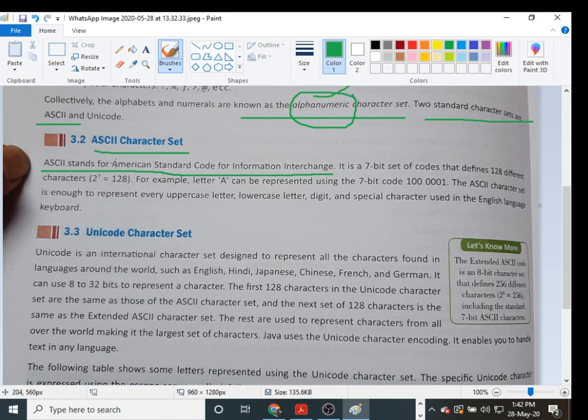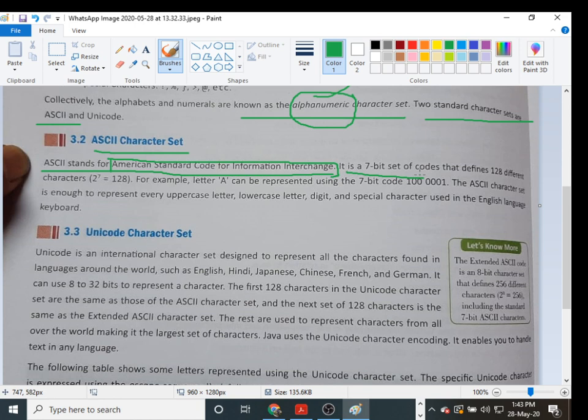This is the full form of ASCII, which means American Standard Code for Information Interchange. It is a 7-bit set of codes. You know very well what bits are. Bits are zeros and ones.